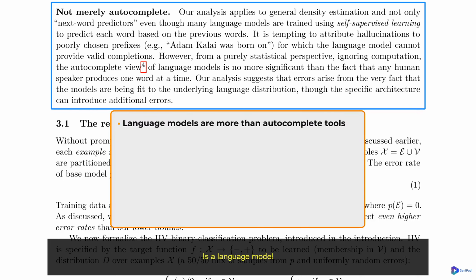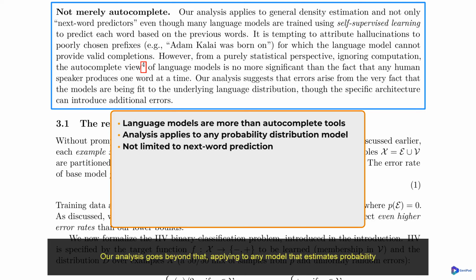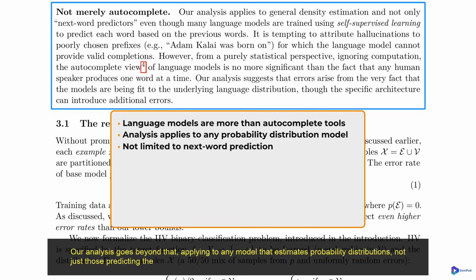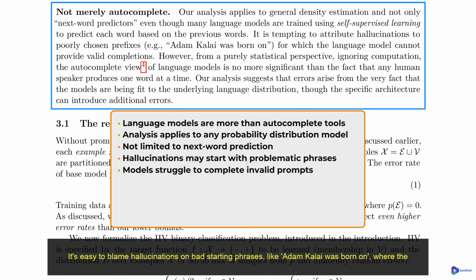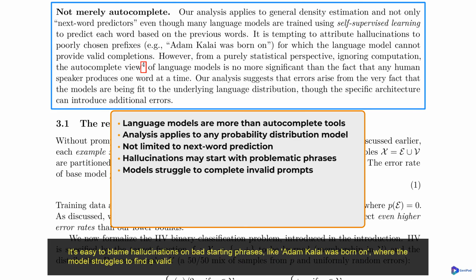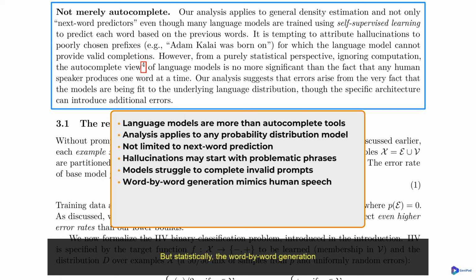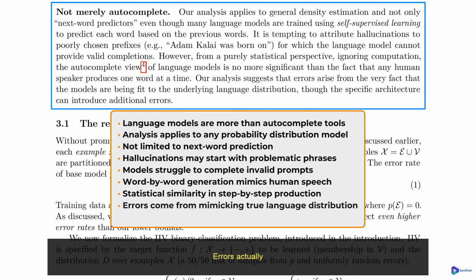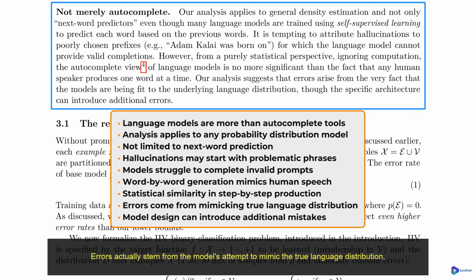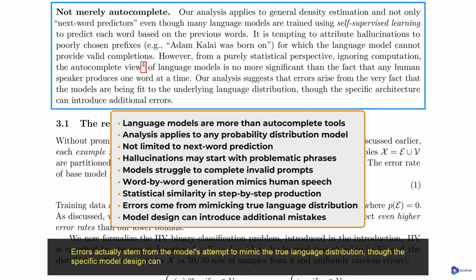Is a language model just an advanced autocomplete tool? Our analysis goes beyond that, applying to any model that estimates probability distributions, not just those predicting the next word. It's easy to blame hallucinations on bad starting phrases, like "Adam Kalai was born on," where the model struggles to find a valid ending. But statistically, the word-by-word generation is no different from how humans speak step by step. Errors actually stem from the model's attempt to mimic the true language distribution, though the specific model design can add extra mistakes.